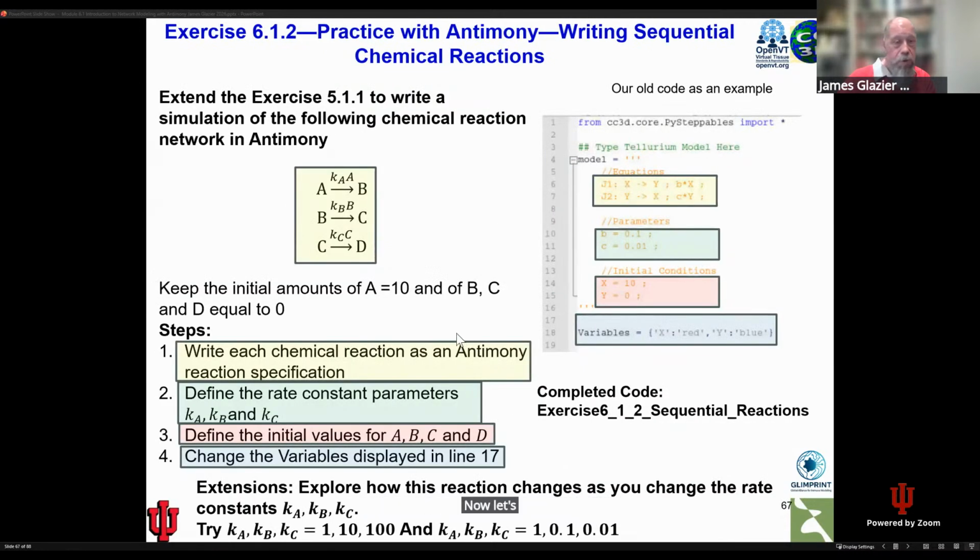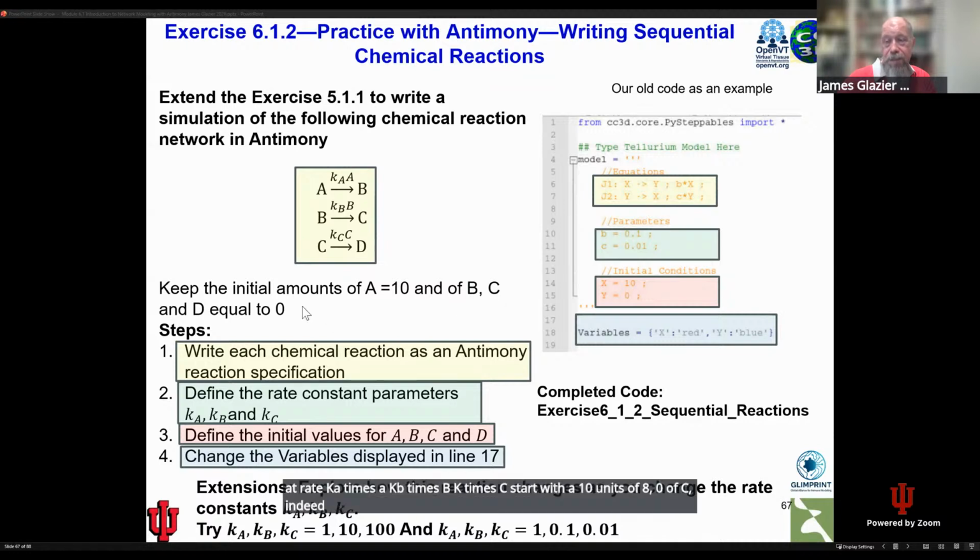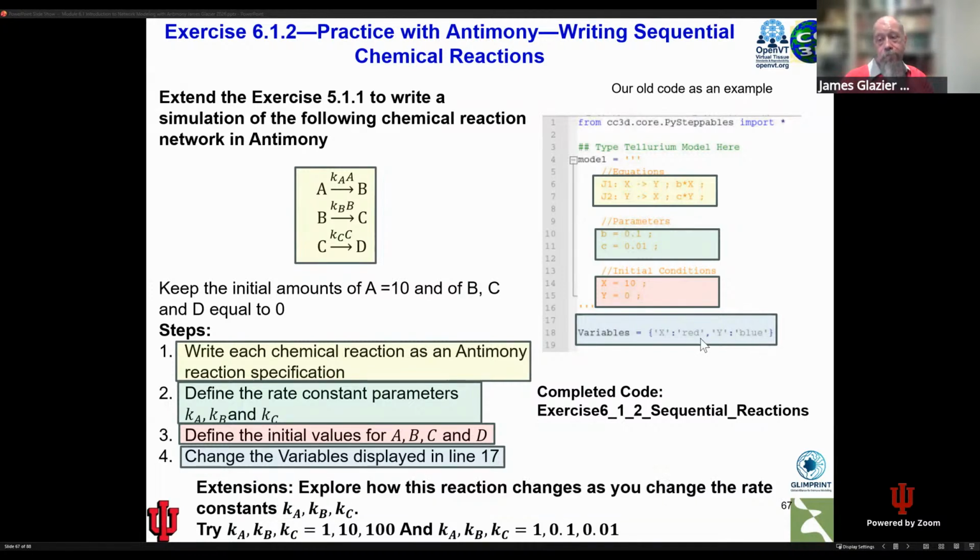Now let's do something a little bit more challenging. I'm sorry, this says 5.1, it should be 6.1. Write a simulation of the following chemical reaction. A goes to B, B goes to C, C goes to D, at rate Ka times A, Kb times B, Kc times C. Start with 10 units of A, and 0 of B, C, and D. You'll have to change the variables. Here we had X and Y. You'll have to change it to A, B, and add C. And to begin with, you could try Ka, Kb, and Kc equal to 1, 10, and 100.